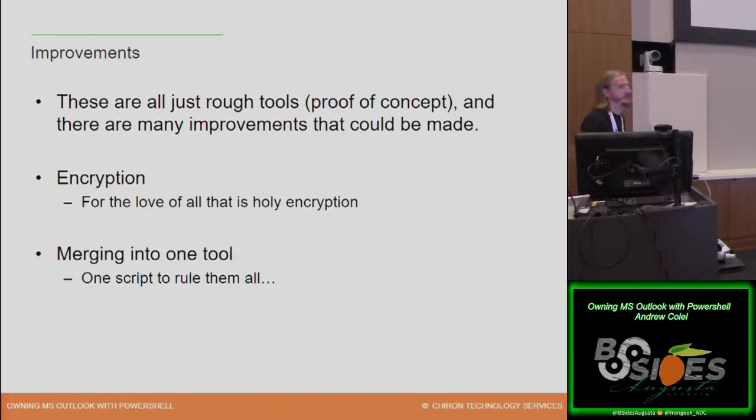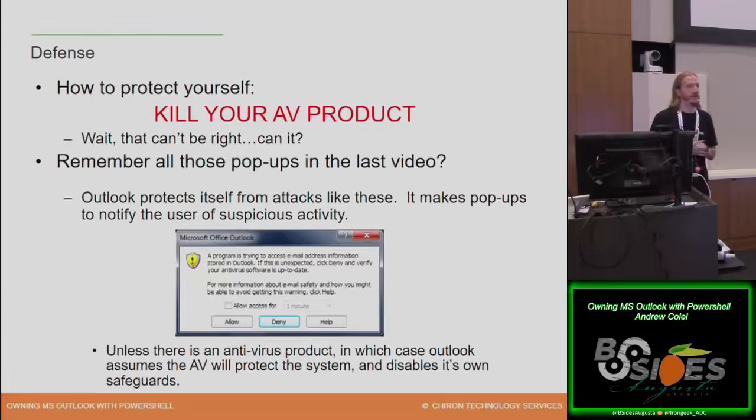So how do you protect yourself? For starters, you can go ahead and get rid of your AV product. This is a horrible idea in general, but the reason we didn't get pop-ups in the first 3 videos and we did in the 4th is that the 4th one did not have an antivirus product on it. Once an antivirus product registers, Outlook says, oh, there's an AV, I don't have to protect myself anymore, the AV product is going to do it for me. So those pop-ups that you saw in the 4th video were Outlook defending itself. But if you have an AV product, thank you Avast, you did a great job.